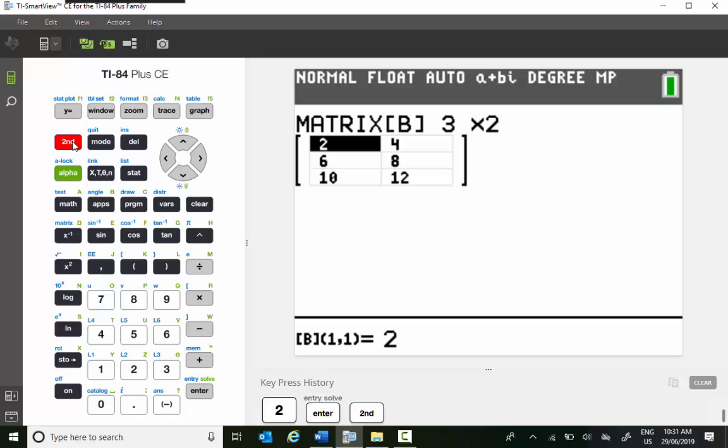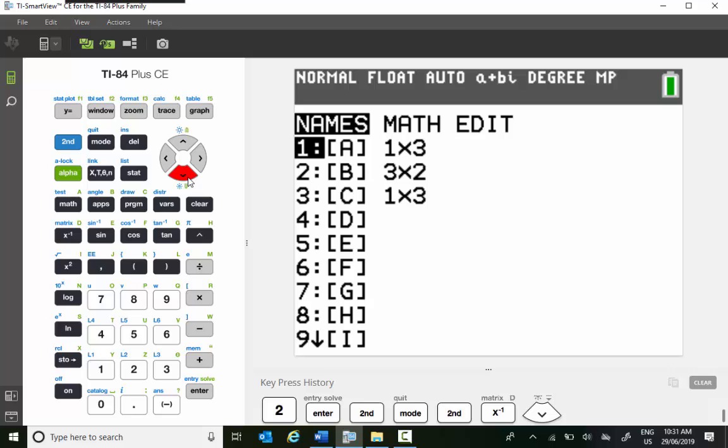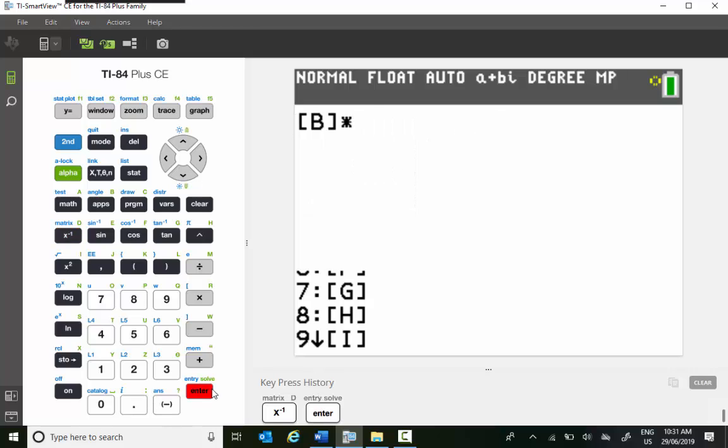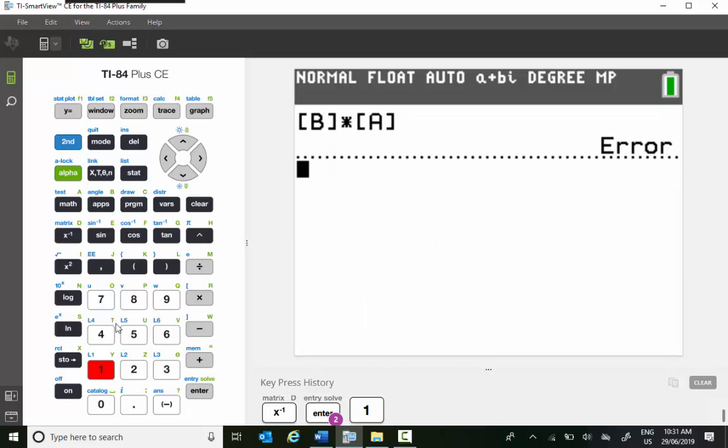All right. I'm going to quit out of there. So now I'm going to times these 2 matrices together. Now, the first thing I'm going to show you, if I came down here and did B times by, press the matrices button again, A, enter, says I can't do it. Dimensions don't match. All right, so I'm going to press number 1 to quit that.